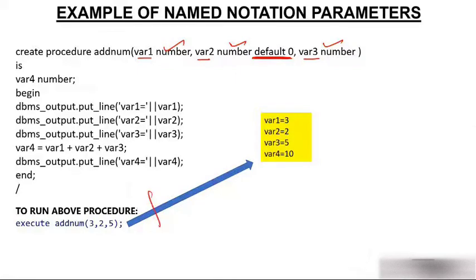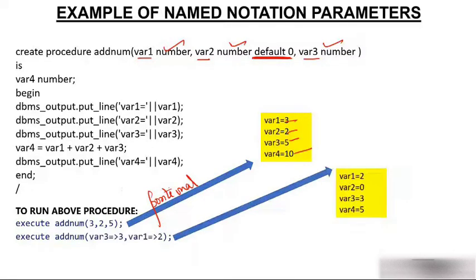So if you want to run the above, if we pass a positional notation, it will print like this: 3 2 5 and then 10. But if you do it like this, variable 3 you are passing 3, so variable 3 is 3. Variable 1 you are passing 2, but you have forgotten to mention variable 2. But what we have done is, if you forget to pass a value for variable 2, then take that value as 0.